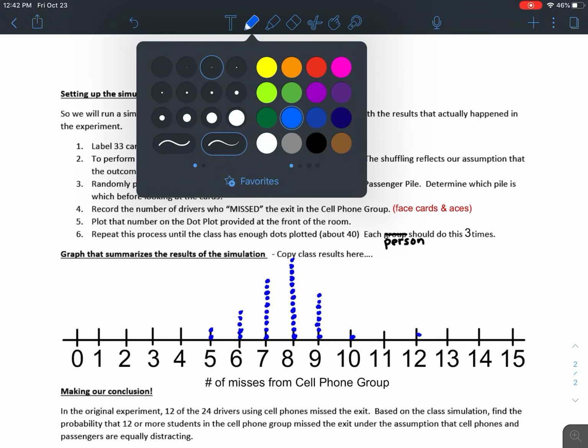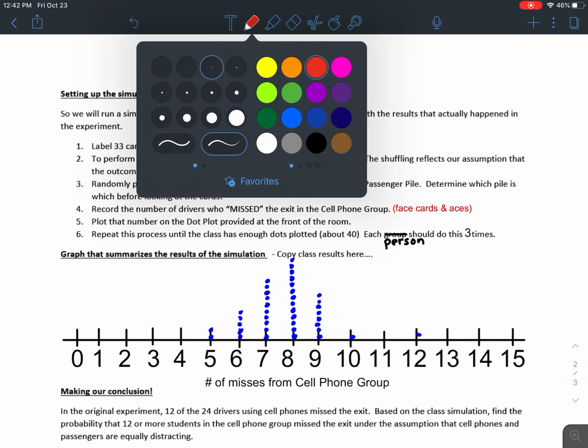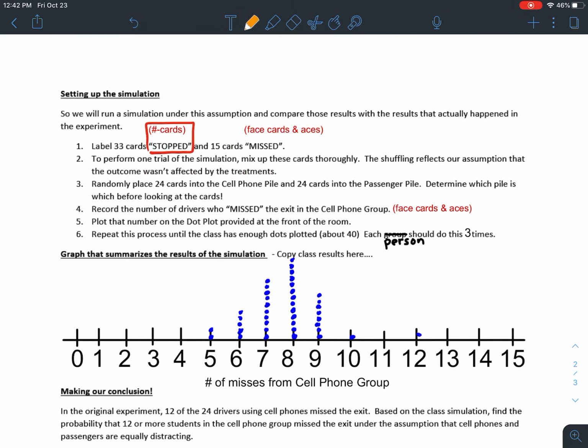And what we'll be doing in class is you're going to be given 48 cards, okay, because there were 48 students in the experiment. 33 of the cards are going to be number cards. Okay, this is just from a deck of cards here, and that represents the individuals who actually stopped correctly at their exit. Okay. The 15 people who missed the exit, the people who are easily distracted, those are going to be represented by any face cards or ace cards in the deck.